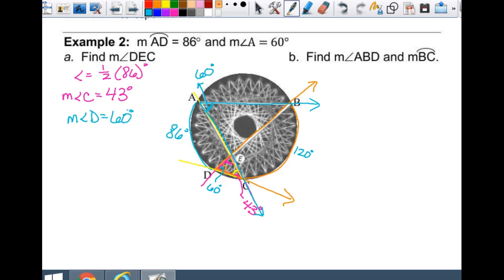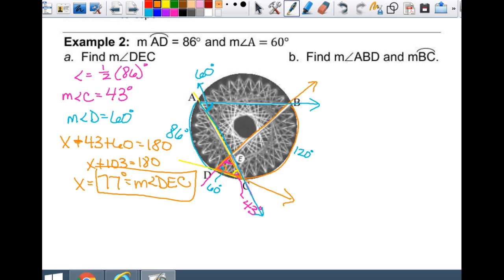So now can I find the measure of angle E? Yes, because I'm using the fact that there's 180 degrees in a triangle, right? So I'll call that x. So x plus 43 plus 60 equals 180. So x plus 103 equals 180, which means x equals what? 77 degrees, and that is the measure of angle DEC.